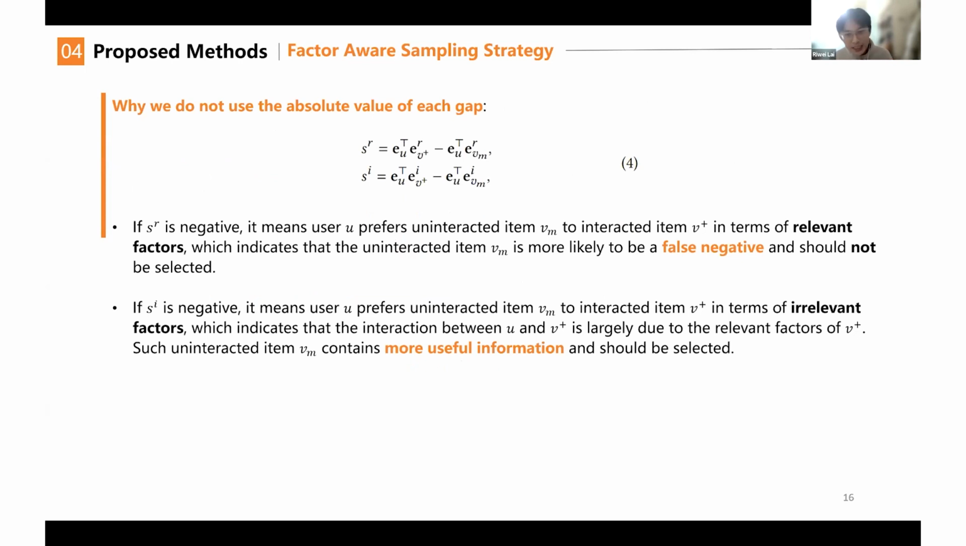A natural question here is why we do not use the absolute value of each gap. This is because if SR is negative, it indicates that the uninteracted item VM is more likely to be a false negative and should not be selected. So we just keep it negative. If SI is negative, it indicates that the uninteracted item VM contains more usable information and should be selected. So we also keep it negative.